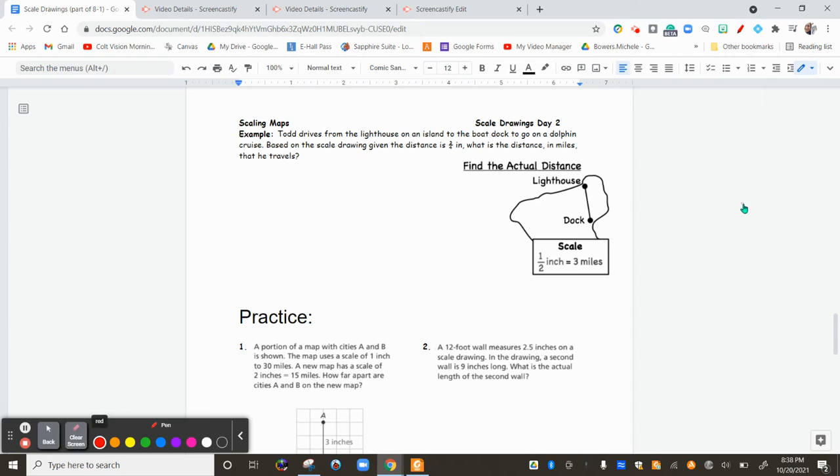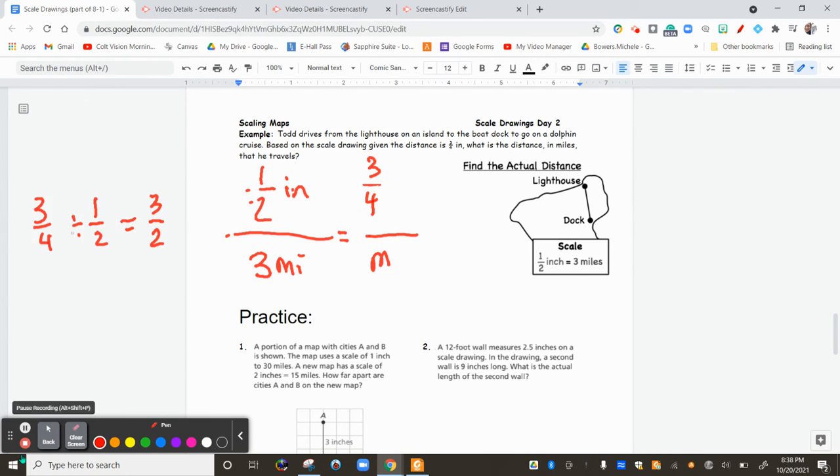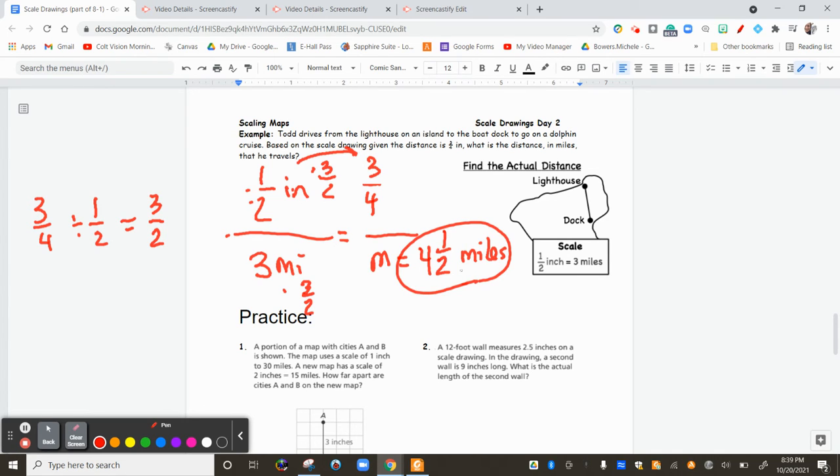Oops, I erased everything. But anyway, let's try that again. So 1/2. So now I found the scale factor. I divided 3/4 by 1/2 to find the scale factor is actually 3/2. So 3 miles times 3/2 is 4.5 miles. So they're really 4.5 miles apart in real life. So that's how you use a map scale.